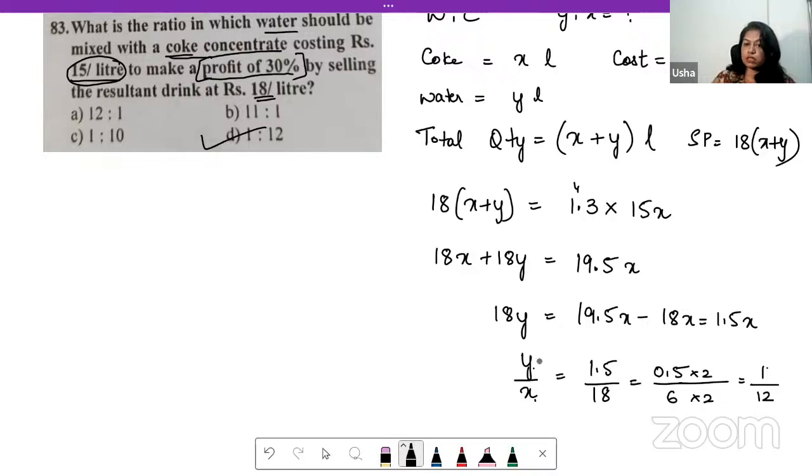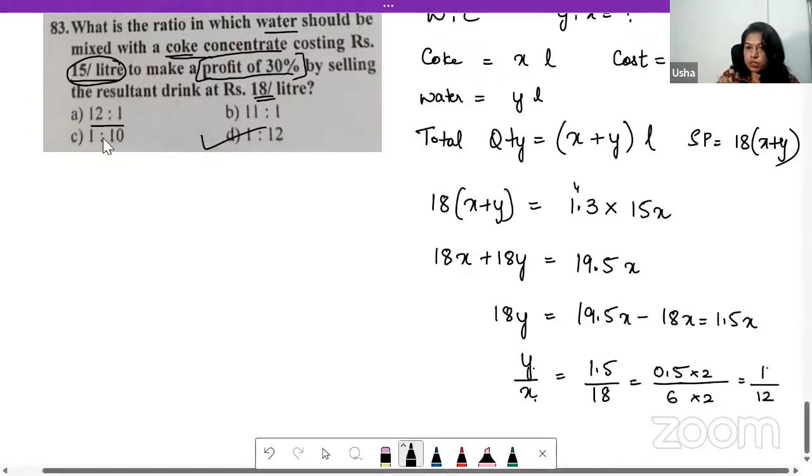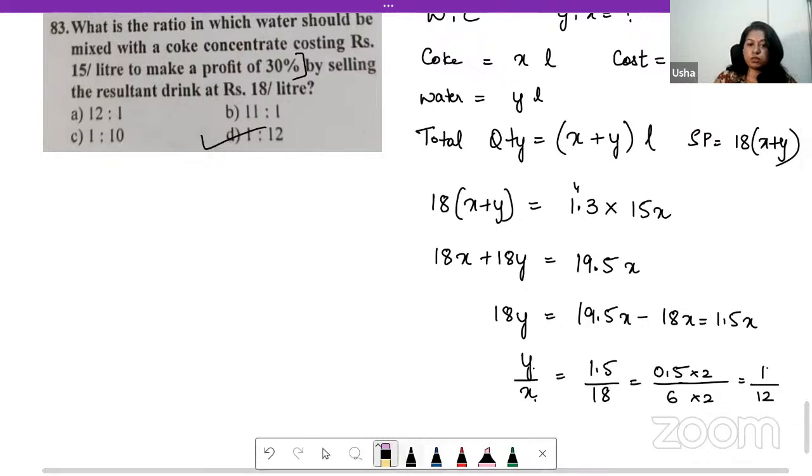Now simplifying this, we get y by x, 1 by 12. They've asked us to find out the water to Coke ratio. Do it carefully, because if you take it as Coke to water ratio, you will get 12 is to 1, and 12 is to 1 is also there in the options, right? So do it carefully. They've asked in what ratio water is mixed with Coke concentrate. So you're supposed to find water is to Coke, which is 1 is to 12. Hope all of you have understood this.